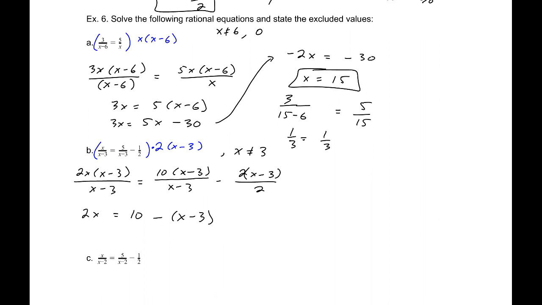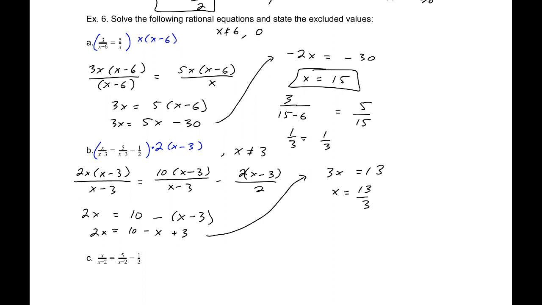Well, distributing that, we have minus x plus 3. All right, simplifying a few things here. We get a 3x, adding the x to the other side, and then we have equals 13. So x equals 13/3. Now, let's go back and check this.